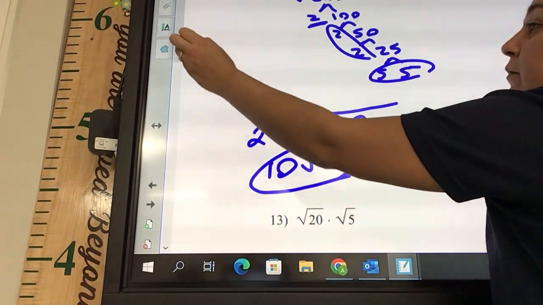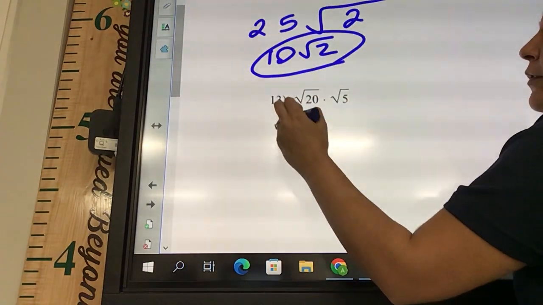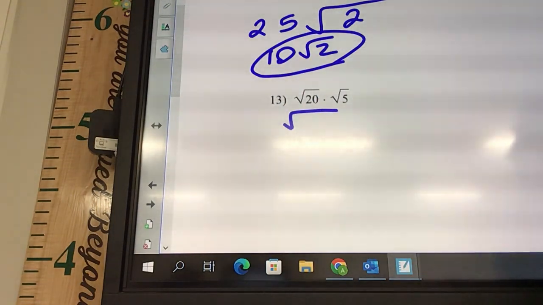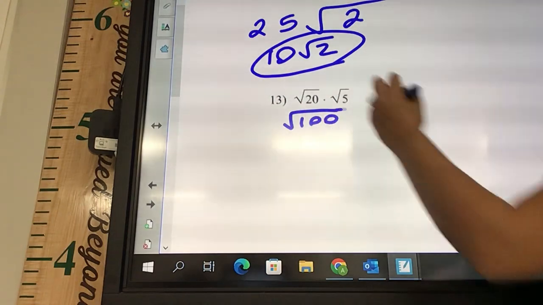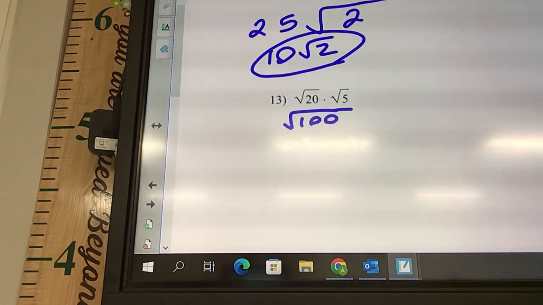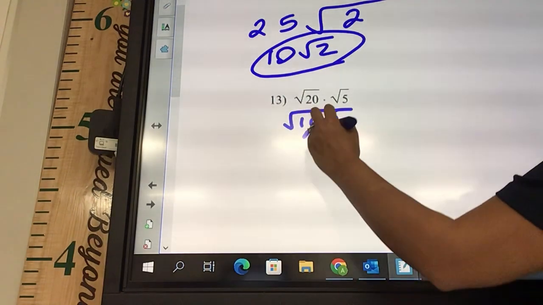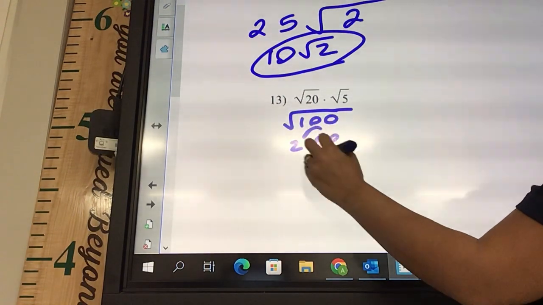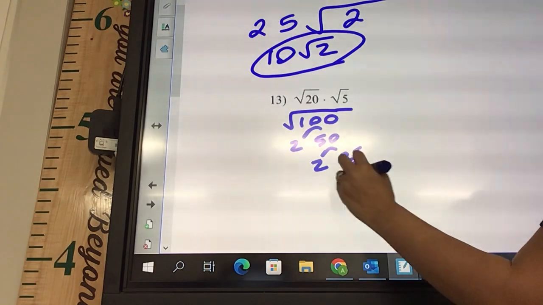Okay, 13. We got 20 times 5. 100. Okay, and what are some factors of 100? 2 and 50. 2 and 25. 5 and 5.